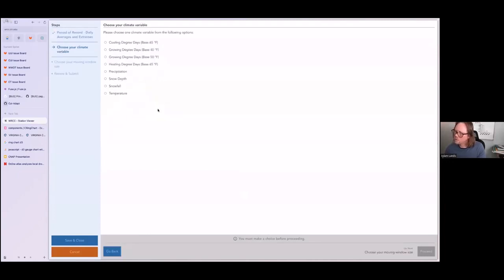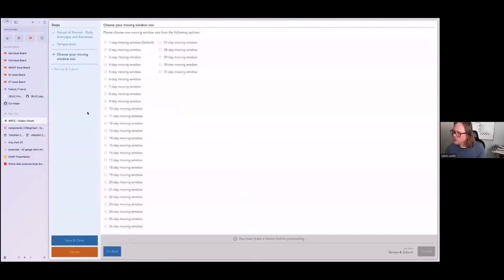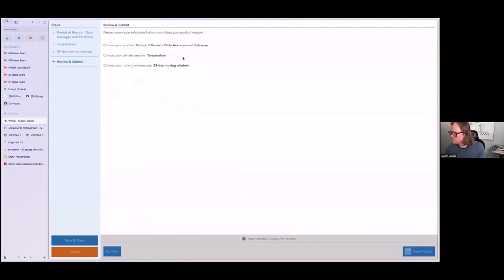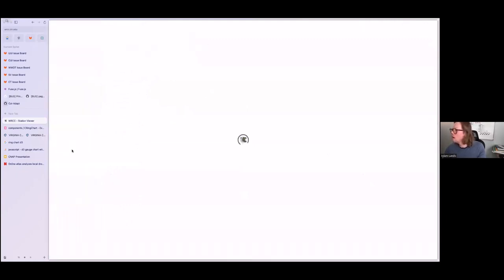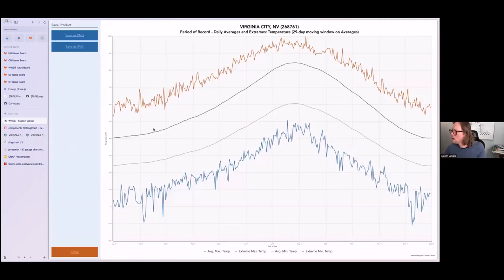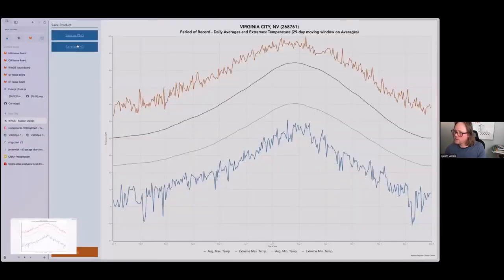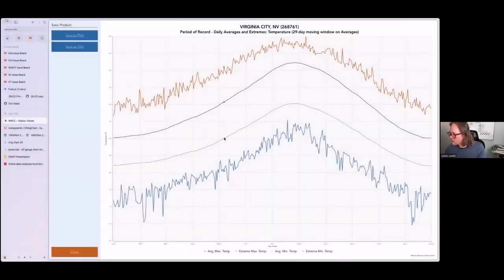This is a line chart. And I'm going to choose temperature, and I'm going to do a 29-day moving window for my averages. And then I'm going to click view product down here. And there we go. From here, I can download, save as PNG, for example. I can also save as SVG. And then I can also interact with the chart too.